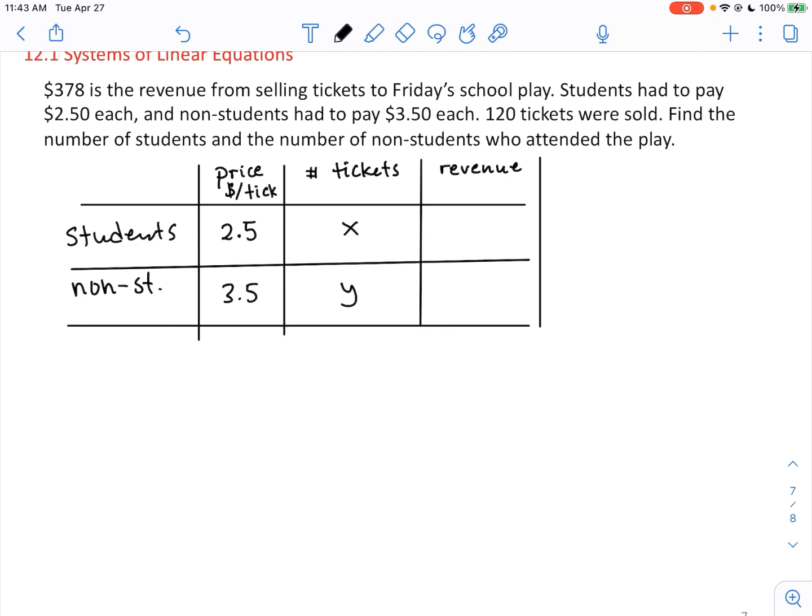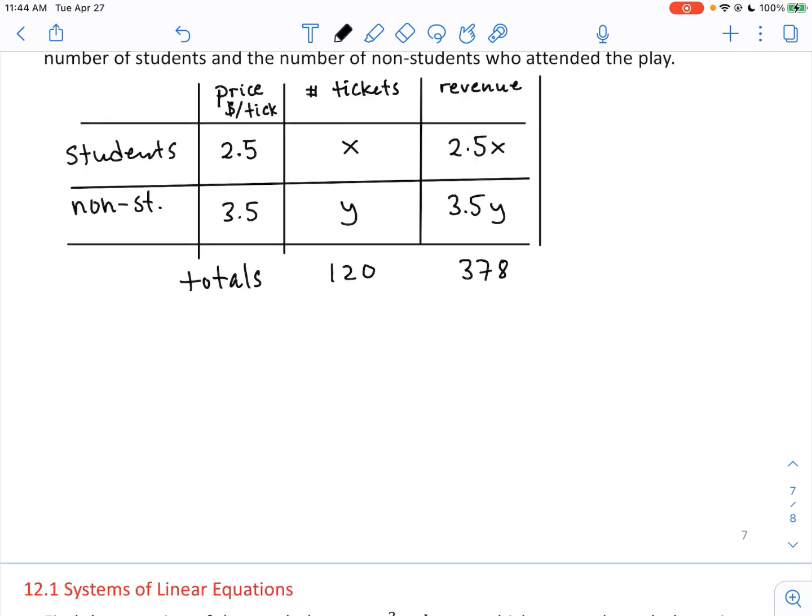And the revenue we don't know, but we know the totals. So we know the total number of tickets was 120 and the total revenue was $378. But if you sold x tickets at $2.50 per ticket, then we know that the revenue would be 2.5 times x. And for the non-student tickets, it would be 3.5 times y. And so this is going to allow us to create two different equations with variables x and y. So our system looks like x plus y has to equal 120 tickets.